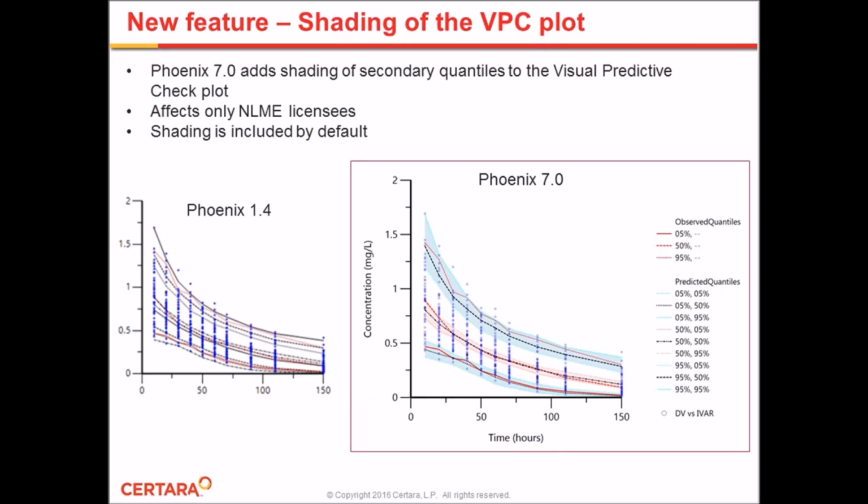And the last new feature that we're going to talk about is the shading of the visual predictive check plot. This only affects NLME users. The shading will be included by default. This is a plot of secondary quantiles, and in Phoenix 1.4 on the left, it's a little hard to figure out which line goes with which line to determine the quantiles. But with the shading in Phoenix 7.0, it's easy to see the outlines of the secondary quantiles.